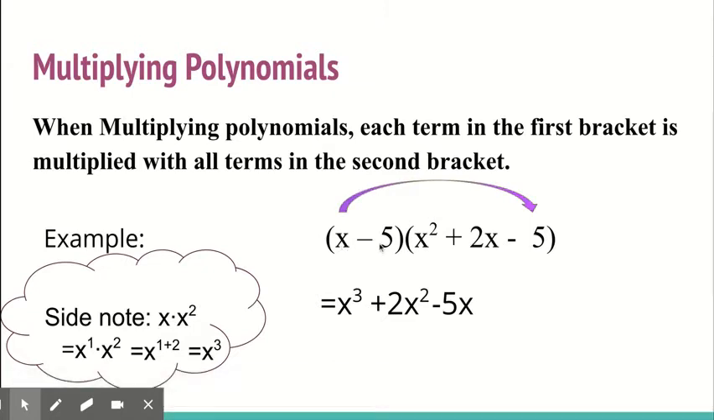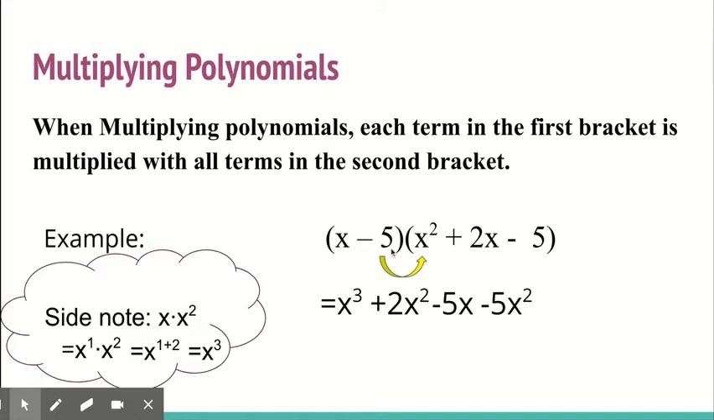Okay, so that takes care of that first term in that first bracket. Now we're going to move on to the second term in the first bracket, so the negative 5x. So the first thing I want to do is multiply them together. Since this is an x squared and this is a 5, all we have to do is put them together, including the minus sign.